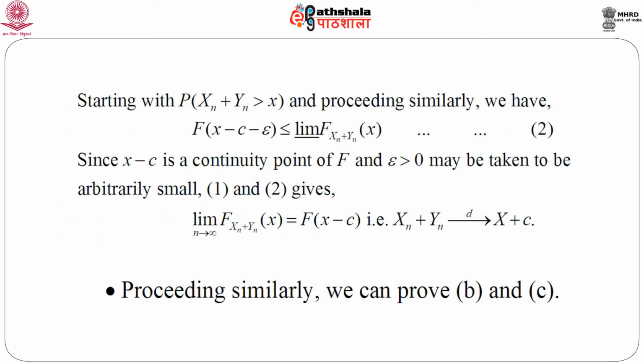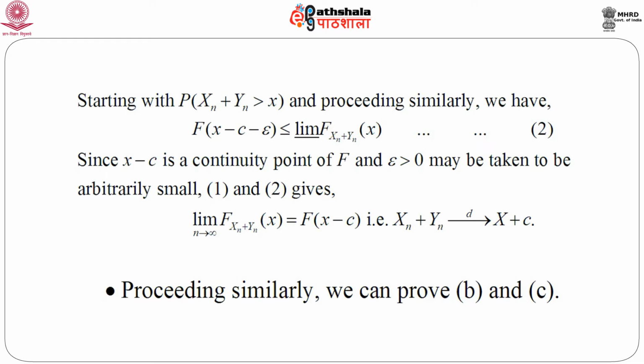Again, starting with probability X_n plus Y_n greater than x and proceeding similarly, we have F of x minus c minus epsilon less than or equal to lim inf of F of X_n plus Y_n at x. So, similarly 1 and 2 give us, since x minus c is a continuity point of F and epsilon greater than 0 may be taken to be arbitrarily small, so that x minus c minus epsilon and x minus c plus epsilon are all continuity points of F, and obviously epsilon is arbitrary, then 1 and 2 give us the limit of the distribution function of X_n plus Y_n as n goes to infinity equals F of x minus c, which is the same as saying X_n plus Y_n converges to X plus c in distribution.